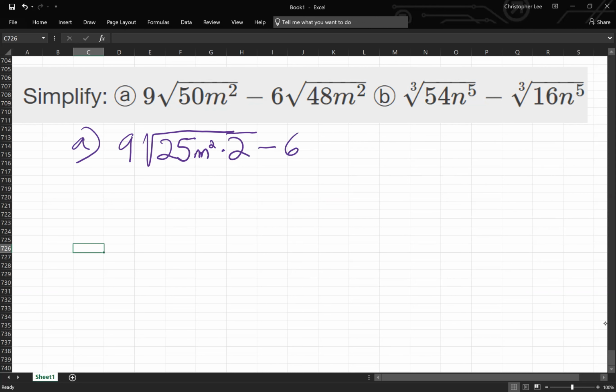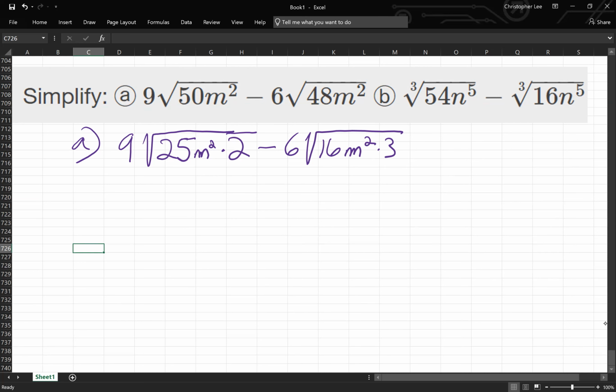minus 6 square root, what's this? 16 m squared times 3. Am I right about that? 16 times 3 is 48. All right, good.